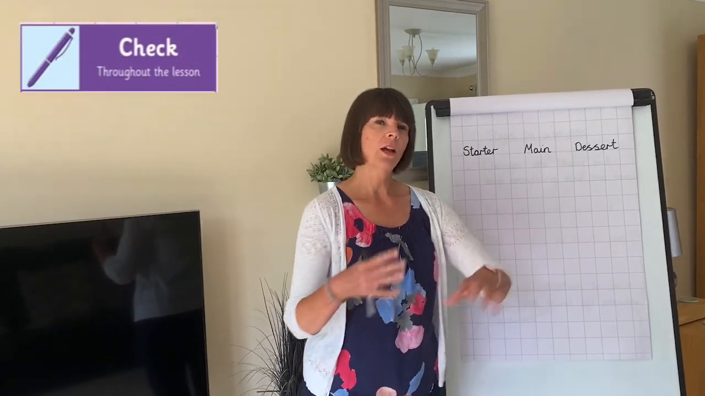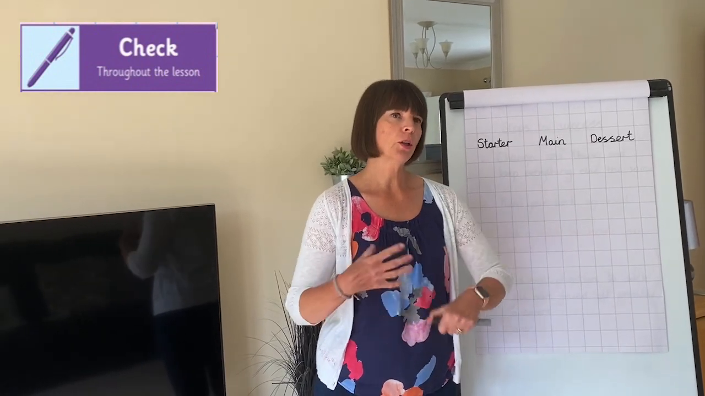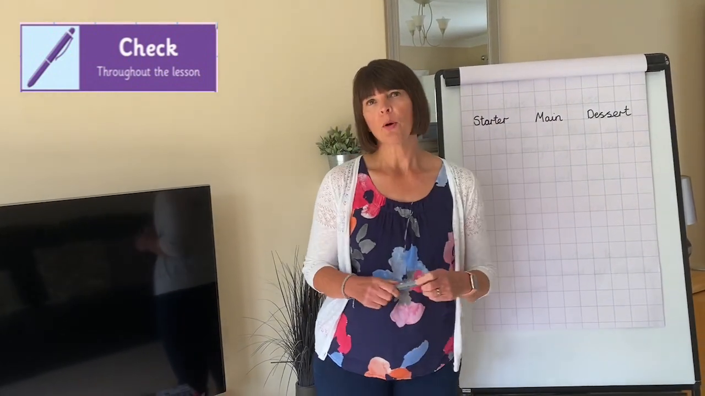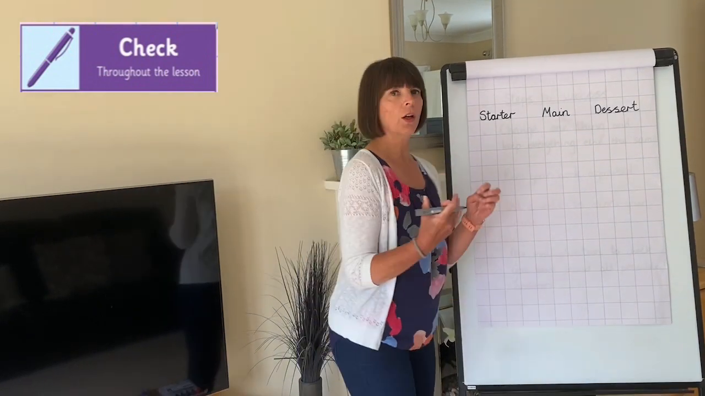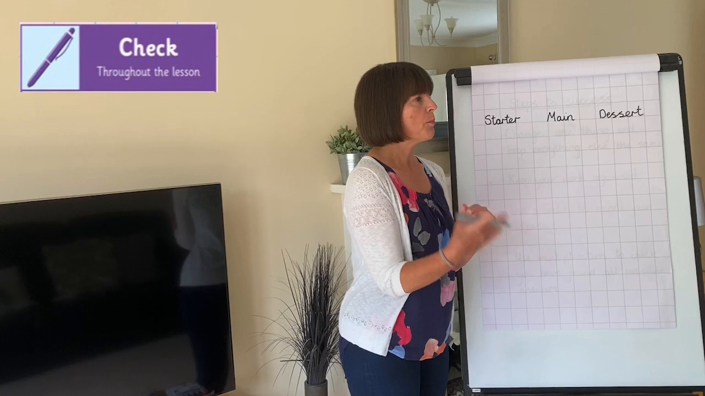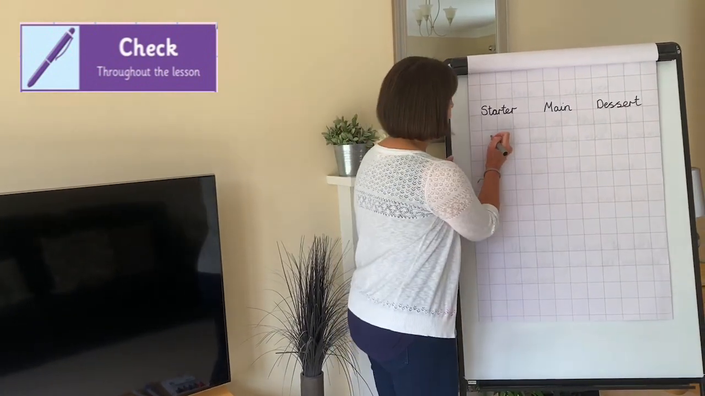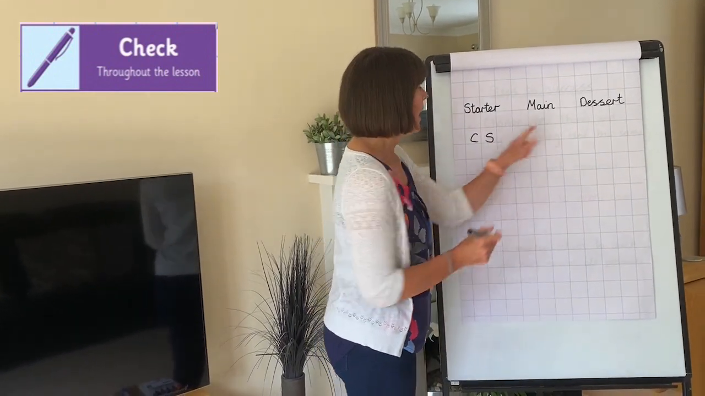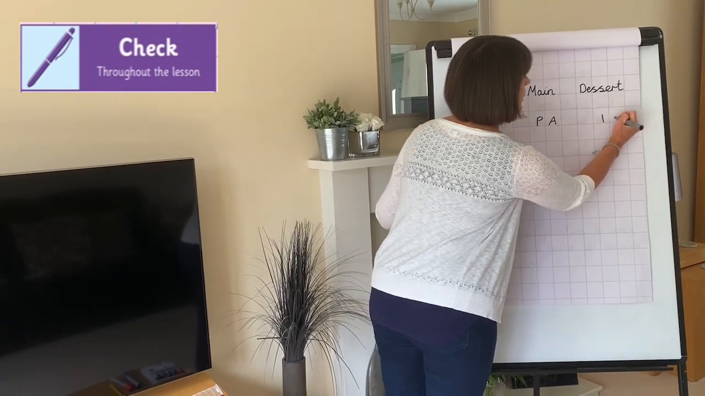Okay, so we had a go together at looking at how many options were available with the tomato soup, but your job is just to have a talk and think about how many different possible answers there were with the chicken soup. So using a code or some kind of abbreviation, we're going to have a go at recording some ideas now. So for my starter, I could have chicken soup and my pasta and my ice cream.